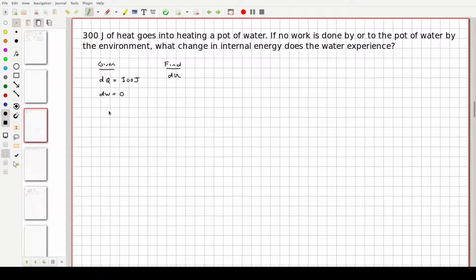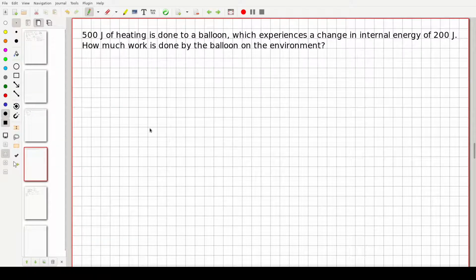So what you do is you write down your first law of thermodynamics, like this. Note the fact that this is 0. And what this says is that any heat that I apply is going to go strictly into changing the internal energy. So what's the change in internal energy? It's equal to dQ, which is just 300 joules. So pretty easy.